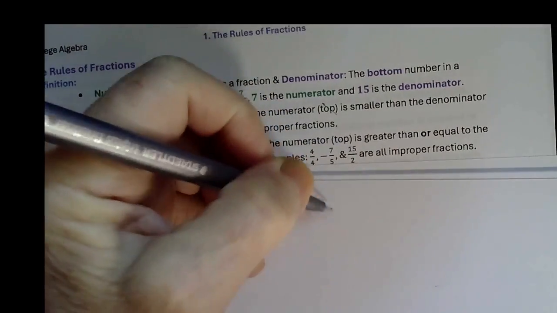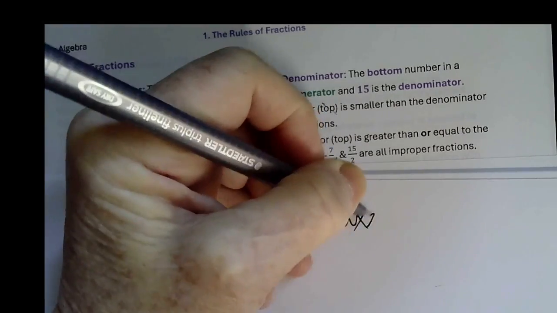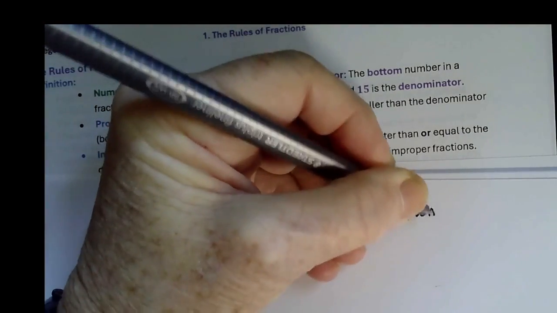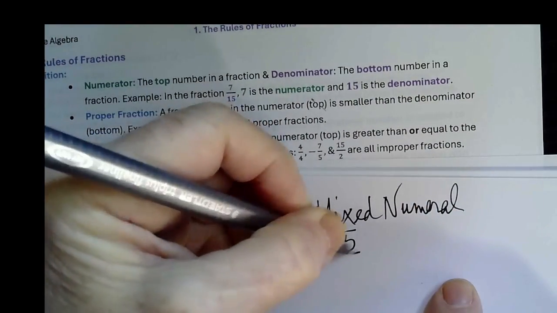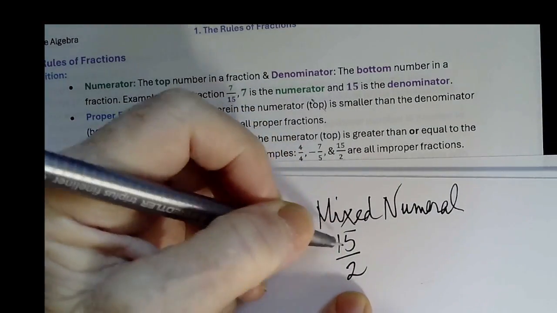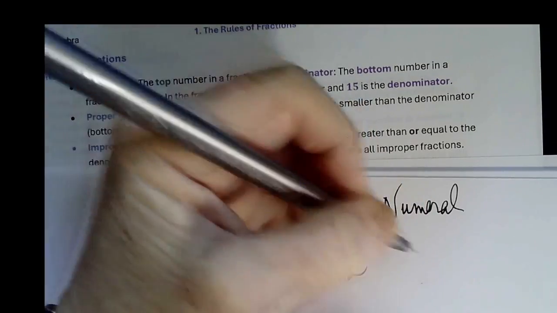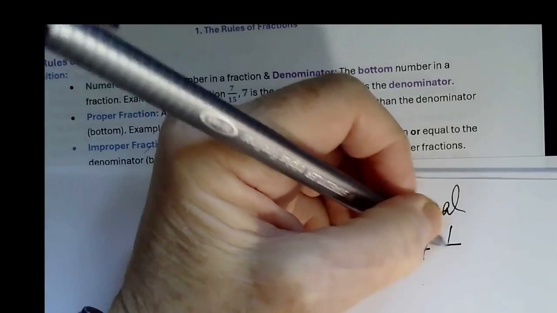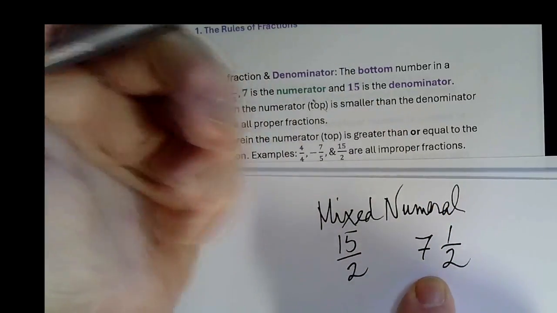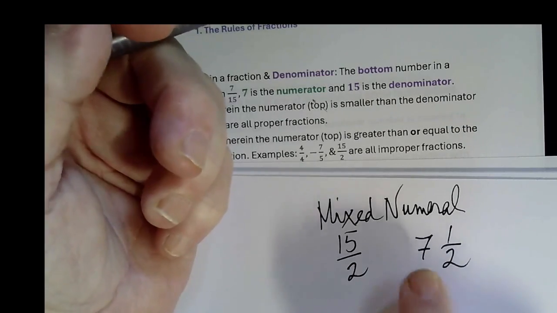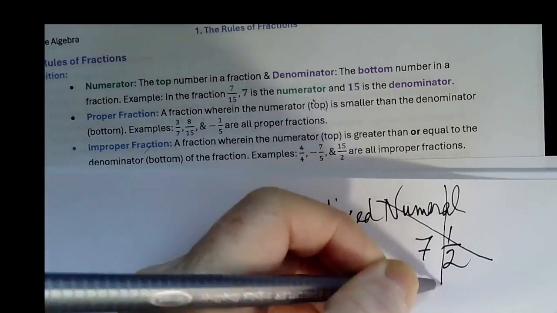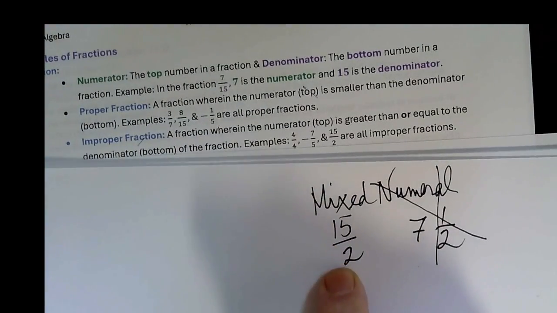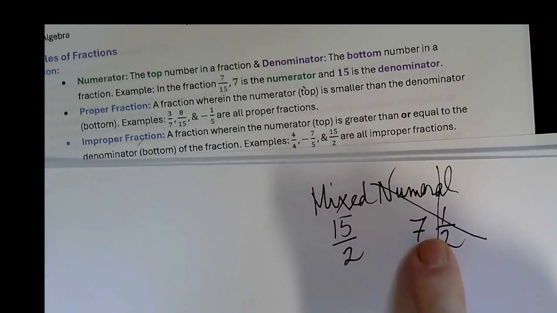So a mixed numeral would be, for instance, if we had 15 over 2, I know that 2 goes into 15 7 times with a remainder of 1. So we would say that 15 over 2 is equivalent to 7 and a half. But this is not the way I want you to write the answers. If you have a fraction as an answer, leave it as a single fraction rather than a whole number next to a fraction. Okay.